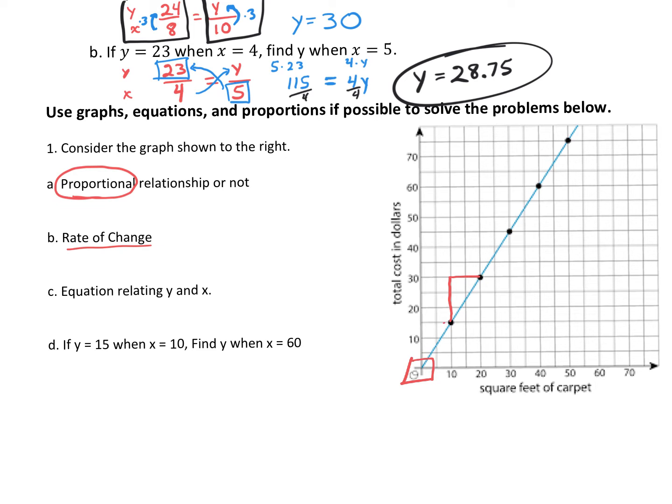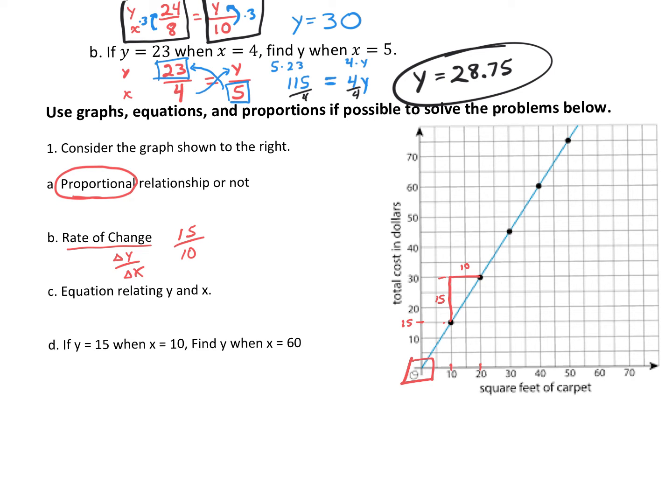The change in y goes from, let's see, this is 15 to 30. How far is it from 15 to 30? 15. The change in x goes from 10 to 20, so that's 10. So that's 15 over 10. Because remember, that's the change in y over the change in x.